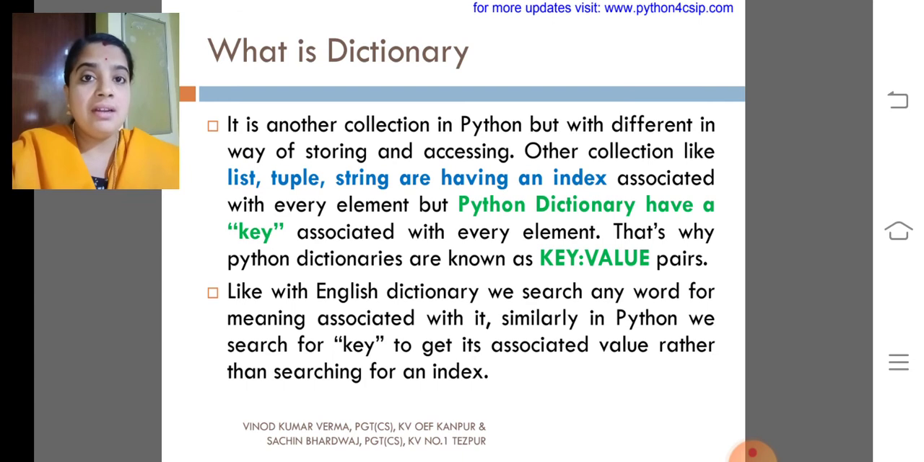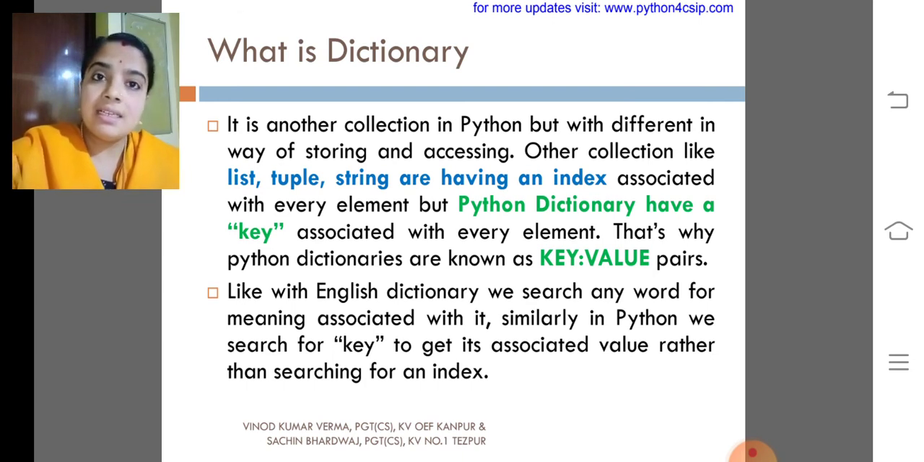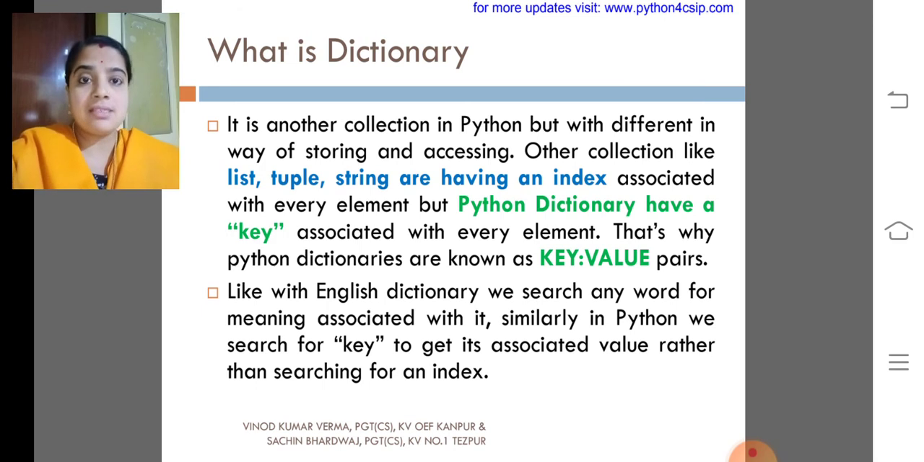My dear children, in list, tuple and string we have different types of elements accessed with the index. But in a dictionary we have key value pairs. A key value pair means it has a key and the element on the side of the value. Both are separated with a colon. Each and every element is a key value pair.